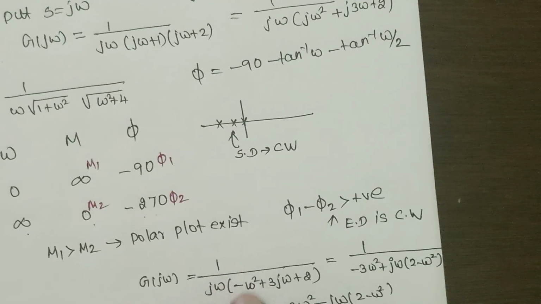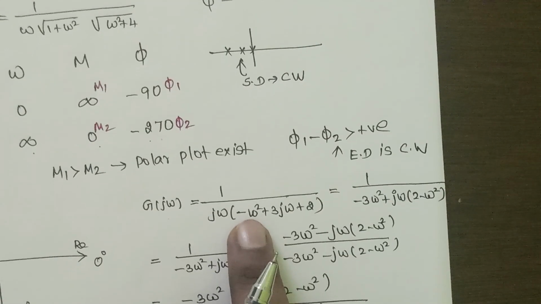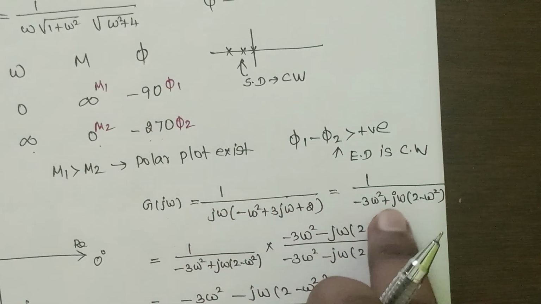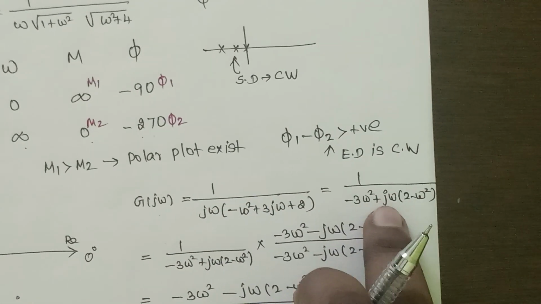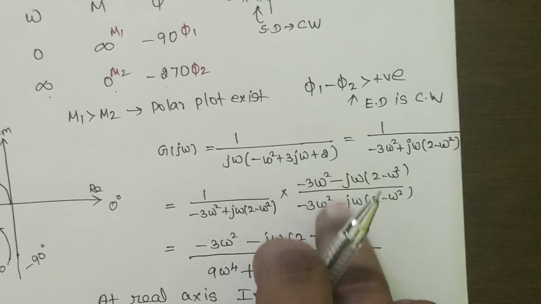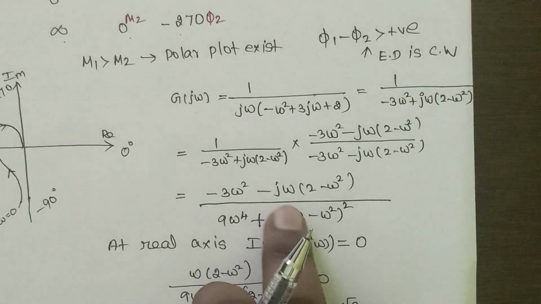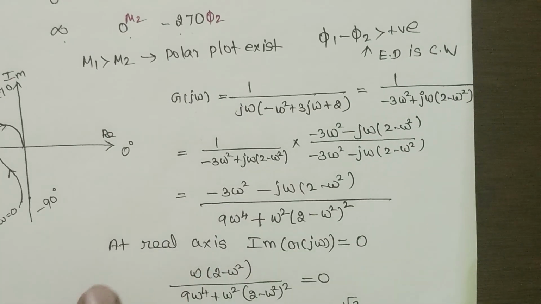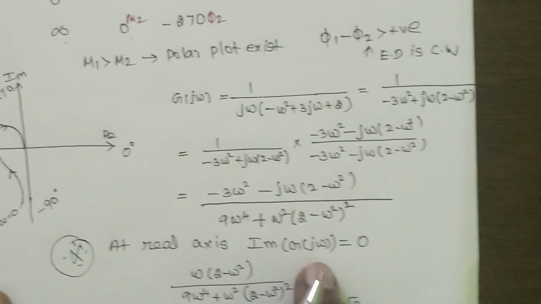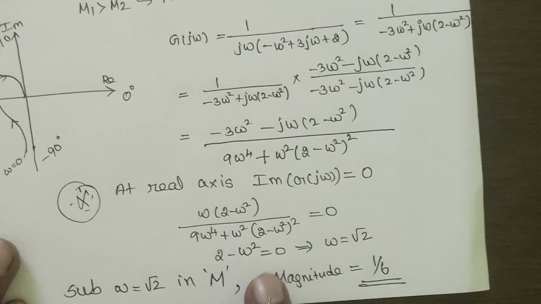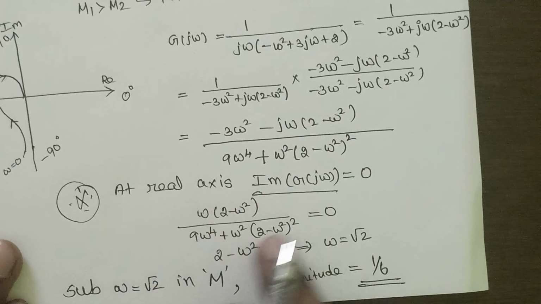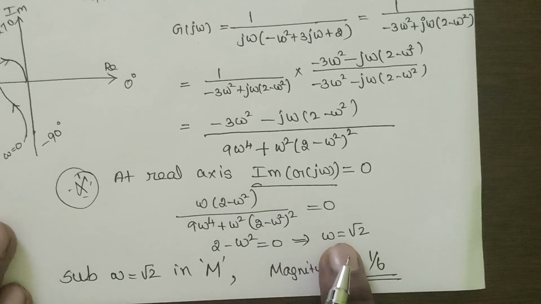Now we need to separate the real and imaginary parts of this function. For that I multiply j omega inside, and to eliminate j from the denominator, multiply the complex conjugate on both numerator and denominator, and finally get the function like this. Very important point: at the real axis, the imaginary part of G of j omega is equal to 0. From this, omega is equal to root 2.